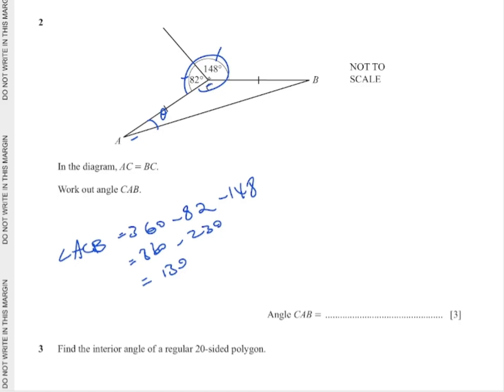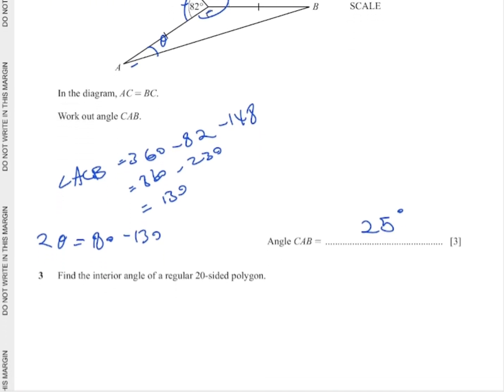And since this is 130, we know that the sum of interior angles of a triangle is 180. So 2 theta equals 180 minus 130. Theta is 25 degrees.